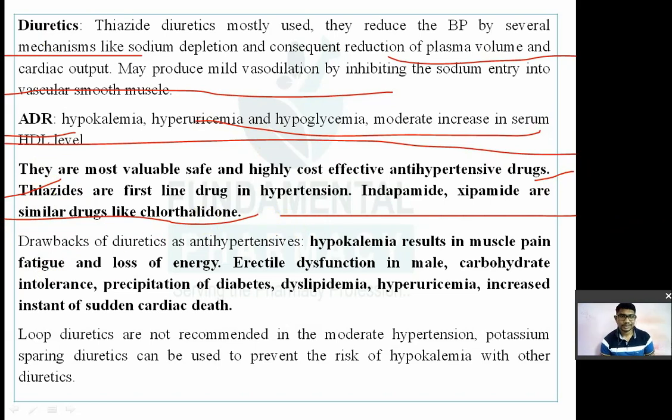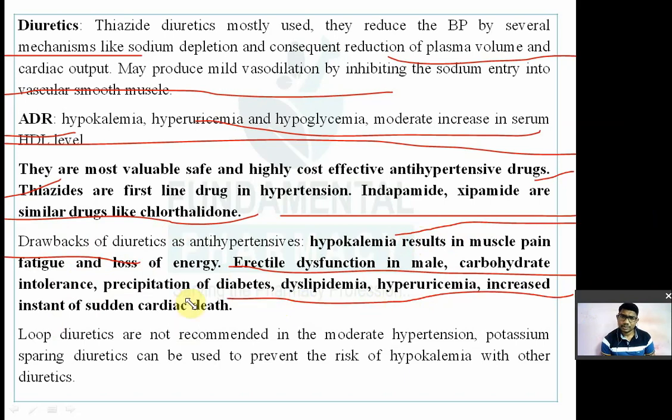They are thiazide-like diuretics. Drawbacks of thiazide diuretics as an antihypertensive agent: they produce hypokalemia, which can result in muscle pain, fatigue, loss of energy. They can produce erectile dysfunction, carbohydrate intolerance, precipitation of diabetes. They can produce dyslipidemia, hyperuricemia, increased sudden cardiac death. Loop diuretics are not recommended in moderate hypertension. Potassium sparing diuretics can be used to treat or prevent the risk of hypokalemia with other diuretics.